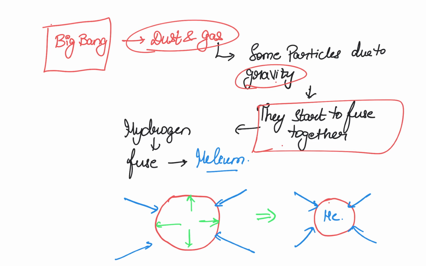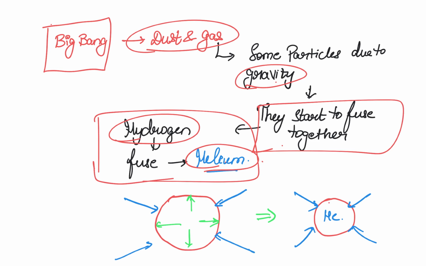And this fusion actually is between hydrogen atoms. Now, when hydrogen atoms fuse together due to the nuclear fusion process, it releases some energy and then creates helium. So on and so forth. This process occurs for a few million or sometimes even billions of years.